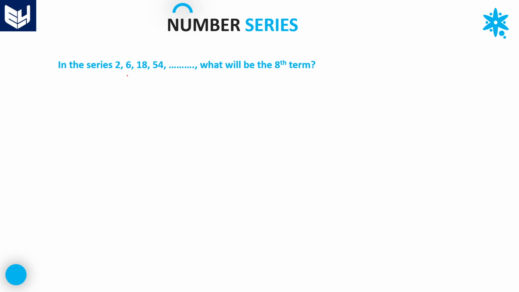Next question. Here also a similar kind of question, but if you observe the numbers carefully, 2, 6, 18, 54 and so on, what will be the 8th term? That he is asking. Here gaps are not equal, but if you observe carefully, 2 into 3 is equal to 6. 6 into 3 is equal to 18. 18 into 3 is equal to 54.